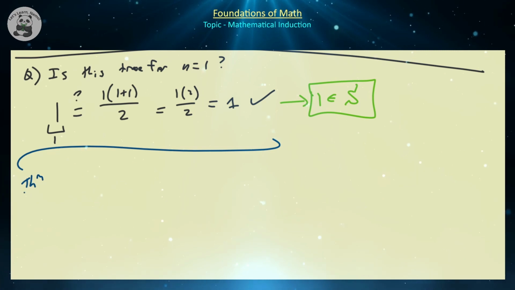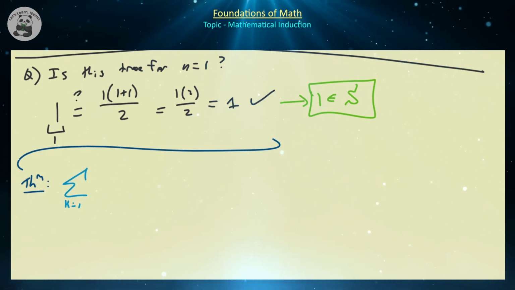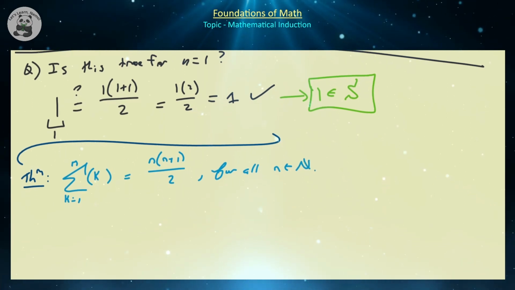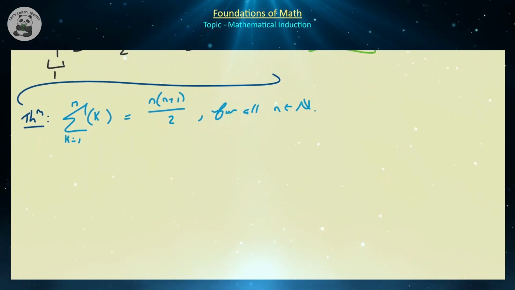All right, so let's formally state this theorem that we're trying to prove here. We're trying to prove that the sum from k equals 1 to n of k, i.e. 1 plus 2 plus 3 up to n, is indeed equal to n times n plus 1 divided by 2 for all n in the set of natural numbers. All right, so let's formally set up this proof. So proof.